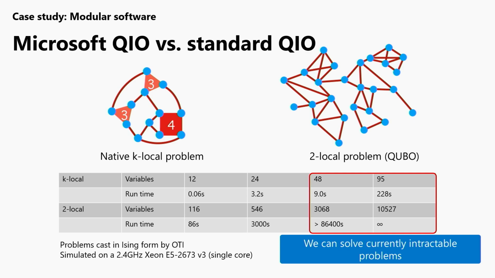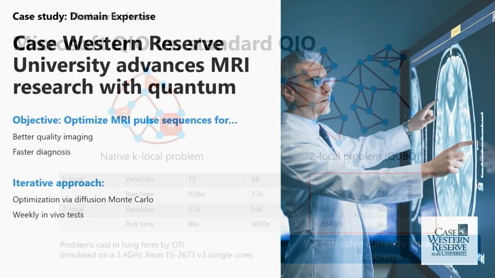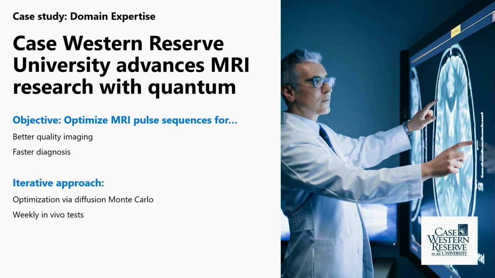Now, the final thing I want to show you, which I think is very exciting, is work with Case Western Reserve University, where we're trying to advance MRI research. And the objective is simple: optimize MRI scans. Okay, make them shorter, make them better.